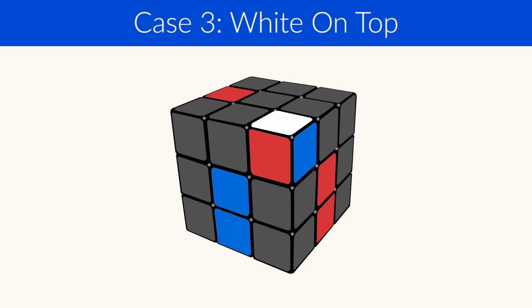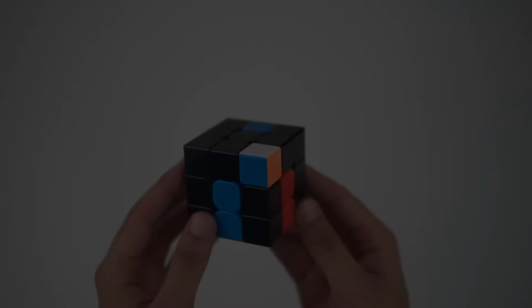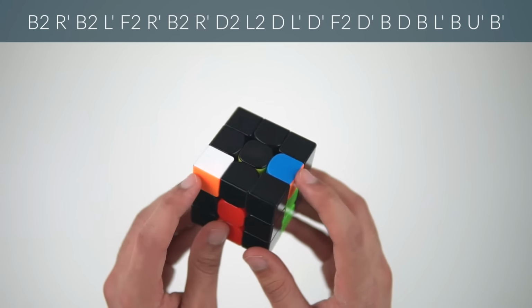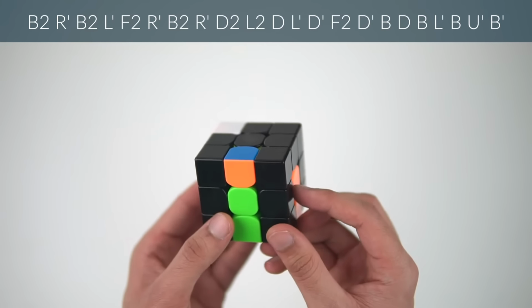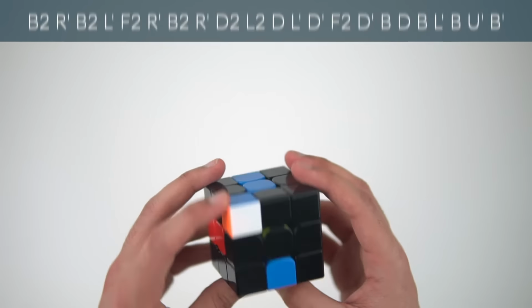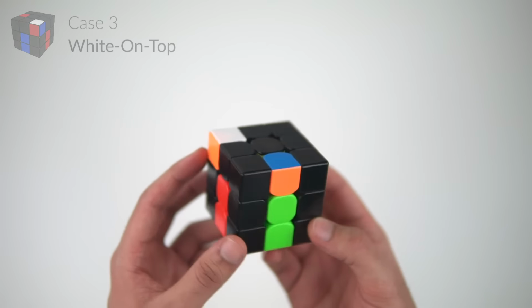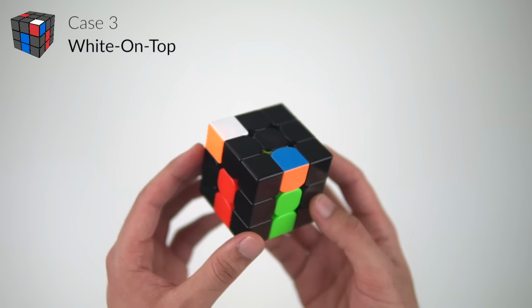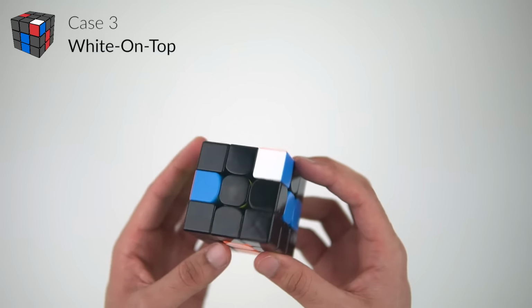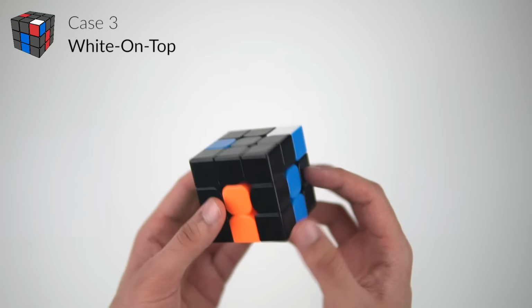Moving on to case number 3, white on top. Now this one is a little bit more involved. You recognize it when the corner piece's white sticker is facing up. In this case, we're going to be solving the blue and orange pair. So we see that the blue, orange, and white corner is in the back. We're actually going to rotate the cube because we want the pair that it's going to go into in the front right. It's always a good idea just to position your cube like that.